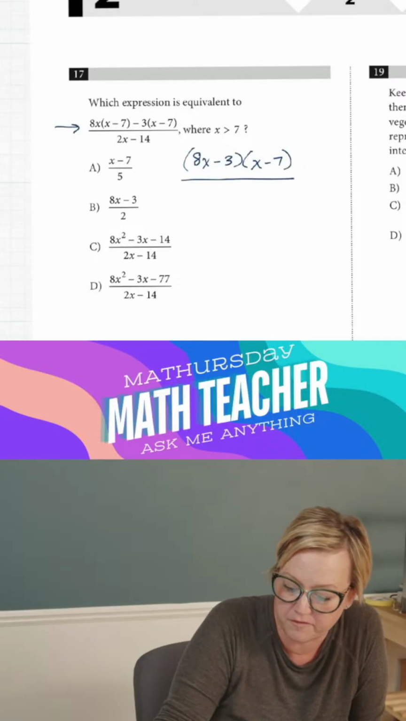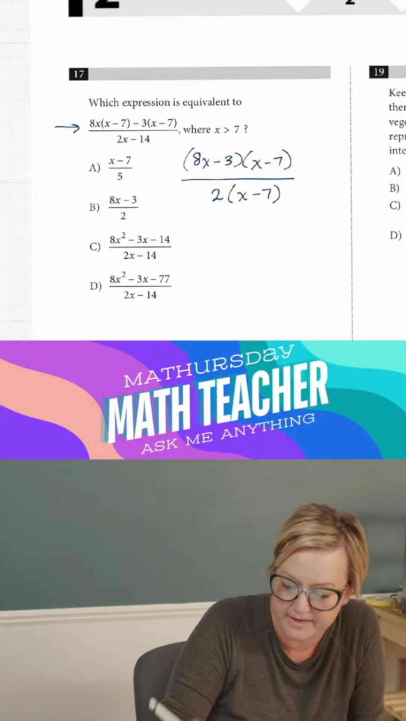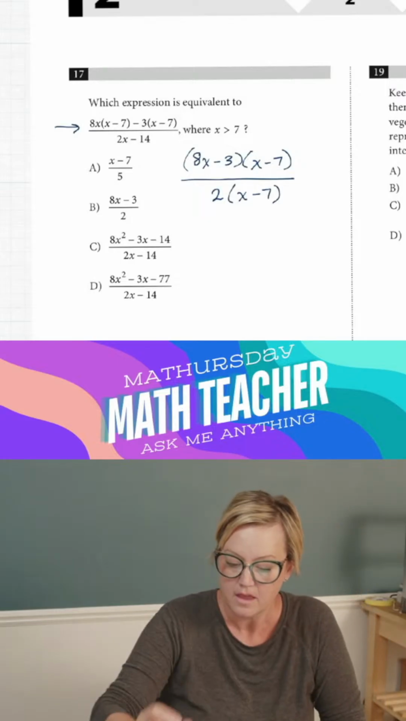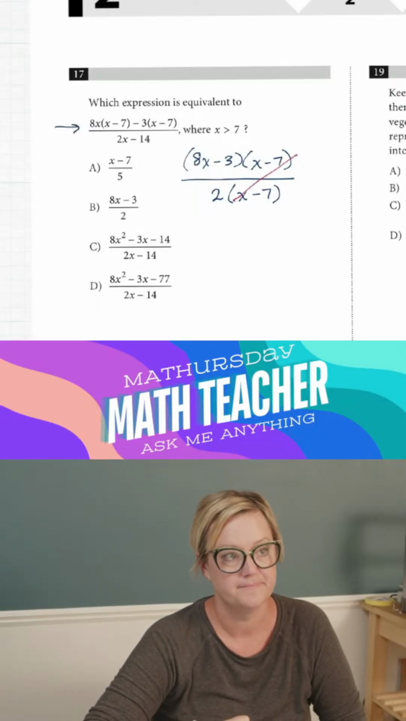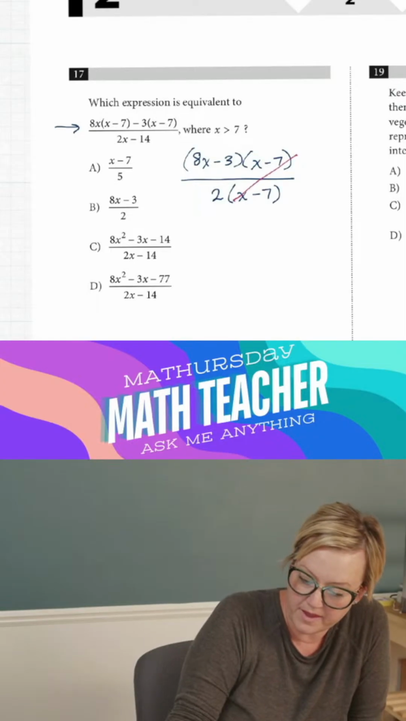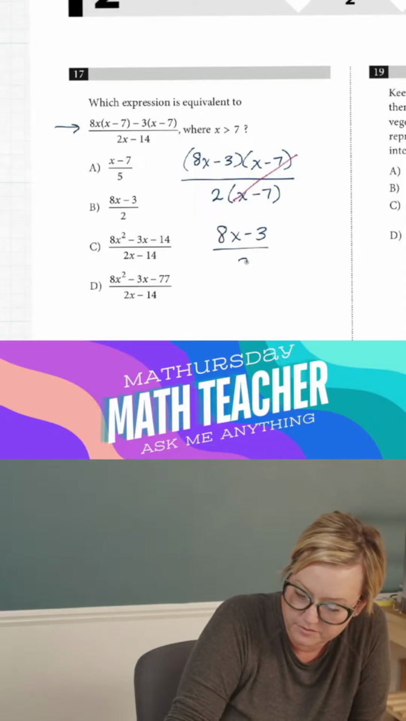over, now I can also factor this, right? I can take out a 2 and I'm left with x minus 7. The x minus 7s cancel out. So what you're left with is 8x minus 3 over 2. So the answer is B.